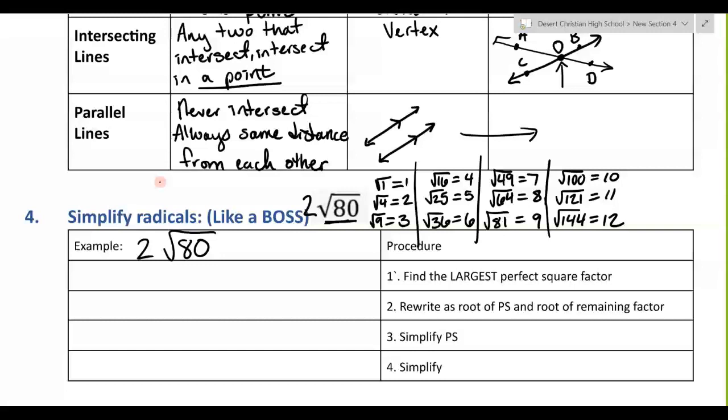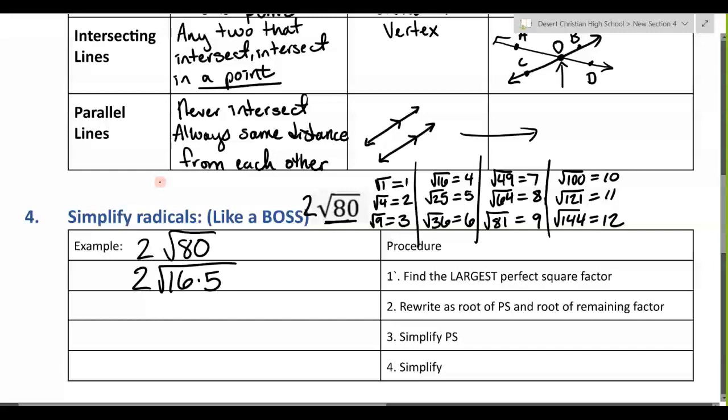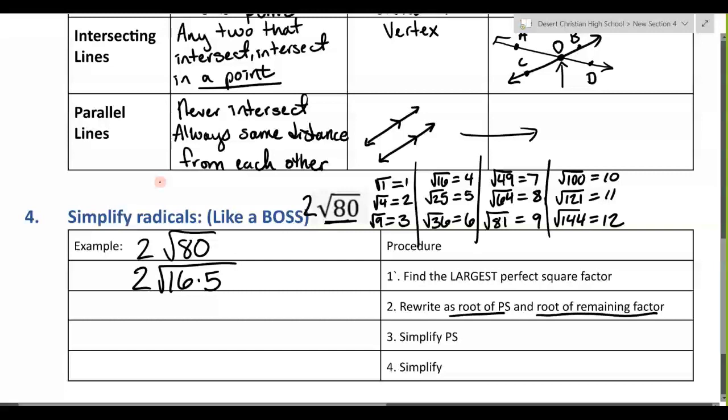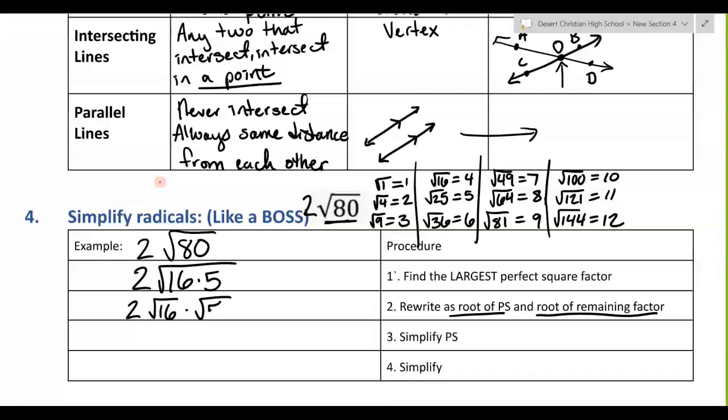Otherwise, mathing. All right, so 16 is a factor of 80. So I'm going to rewrite 80 as its perfect square factor. I'm going to put the perfect square first. And then the other thing I'd multiply times 16 to make 80, which is 5. And I can use my calculator, 80 divided by 36, 80 divided by 25, 80 divided by 16. Boom, 5. Okay, then I rewrite this as the root of the perfect square and the root of the remaining factor. So 2 radical 16 times radical 5.